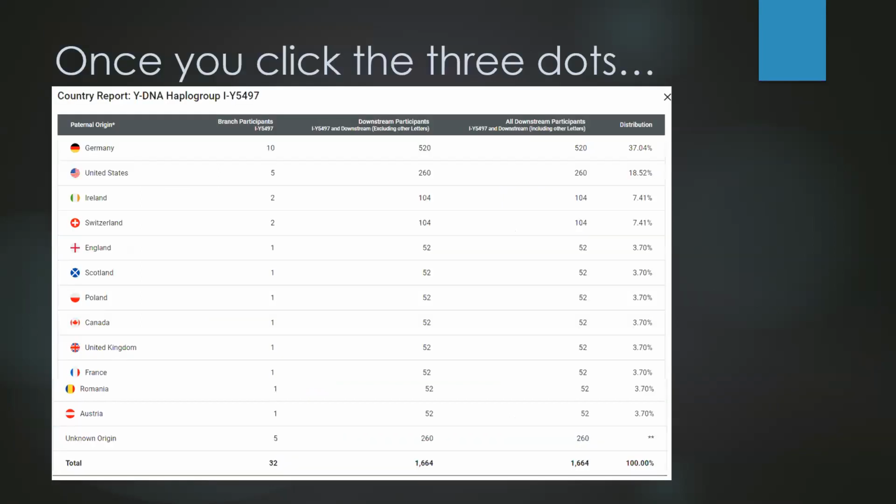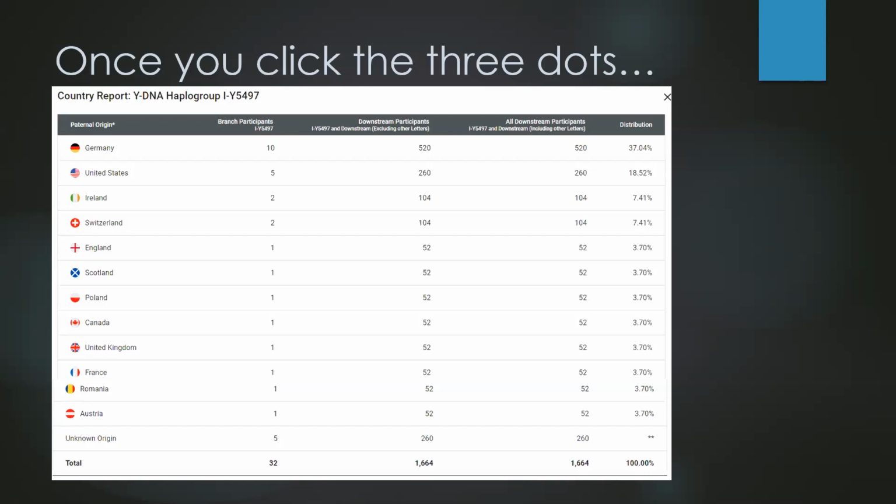When you click the three dots, there's always three dots you can click, and anytime you're on a website and you see three dots, you should click and see what there is there. You can see the country report for his Y-DNA haplogroup. Not surprising to me, the largest number of people in that group are German, and there are 10 people in his branch, and then downstream, further SNP testing and others, there's 520 people further down. And roughly 37% of the people with this haplogroup are German.